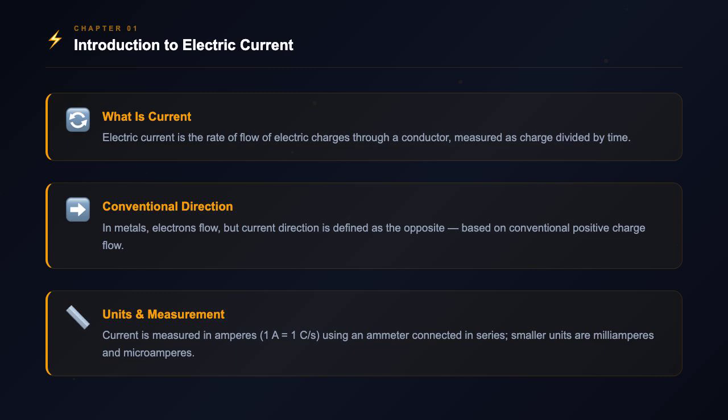Electric current is calculated as the net charge flowing divided by time. The unit of measurement is the ampere, which is 1 coulomb of charge per second. Smaller units include the milliampere and microampere. To measure electric current, an ammeter is used, connected in series with the circuit.